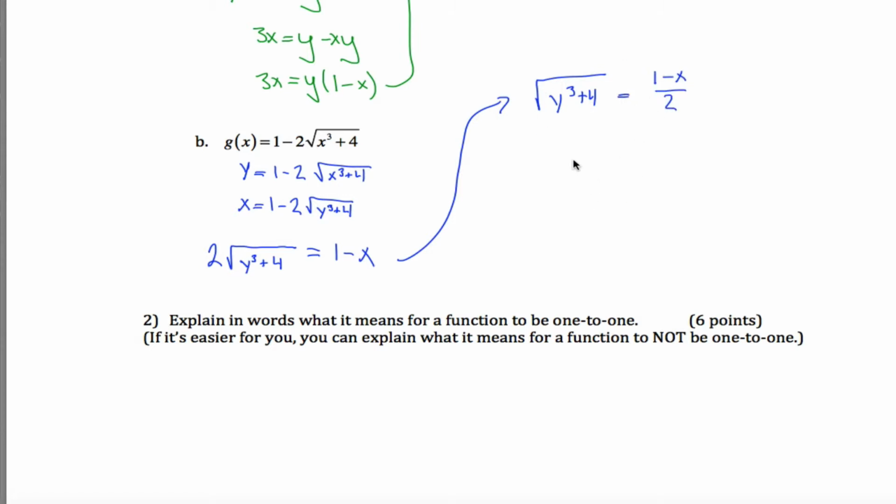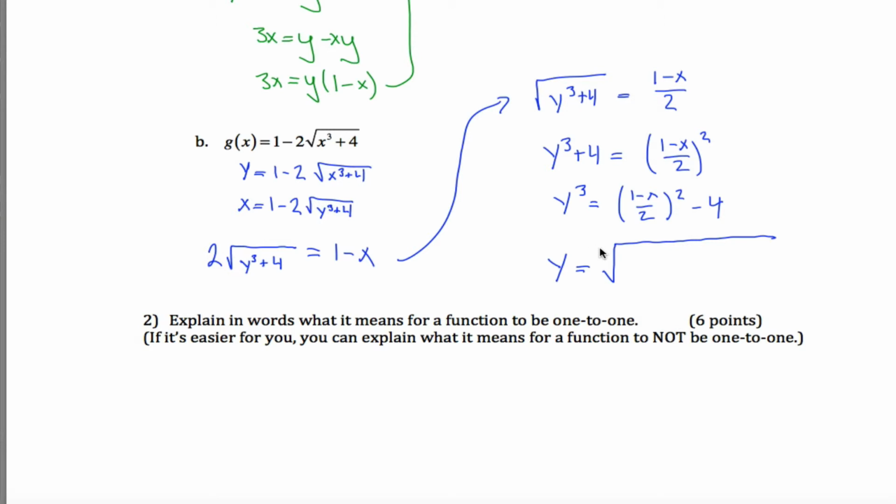And now to get rid of this square root, I'm going to square both sides of the equation. 1 minus x over 2 squared. If you feel like expanding this out, you can, but you don't have to. I would then subtract 4 from both sides of the equation. So I got 1 minus x over 2 squared minus 4. And finally, to isolate the y, take the cubed root of both sides of the equation.